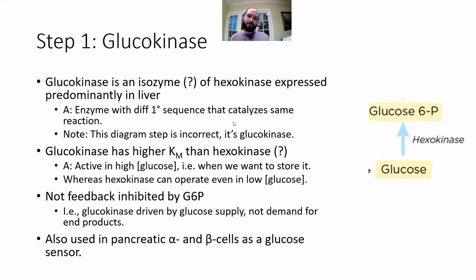By the way, these aren't things to memorize about glucokinase. These are fun facts that'll help connect to other topics like enzyme kinetics, like feedback inhibition. So we can exercise our other knowledge of metabolism or other topics in biochemistry and organic chemistry and biology. Because another purpose of glucokinase is in pancreatic alpha and beta cells, where it acts as a glucose sensor. Why might it be beneficial for pancreatic alpha and beta cells to have a sensor for glucose levels? Because then they know when to release insulin or when to release glucagon.